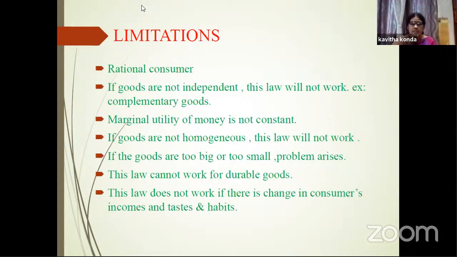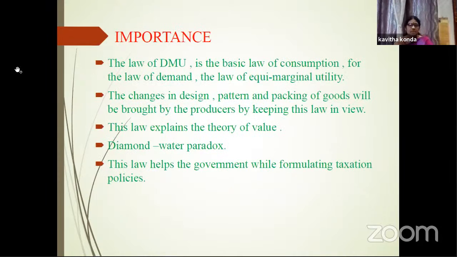And the next one is the importance of the law. Importance of the law here: the diminishing marginal utility. DMU means diminishing marginal utility. It is basic for consumption and for the law of demand. Using the diminishing marginal utility, we can arrive at the law of demand.